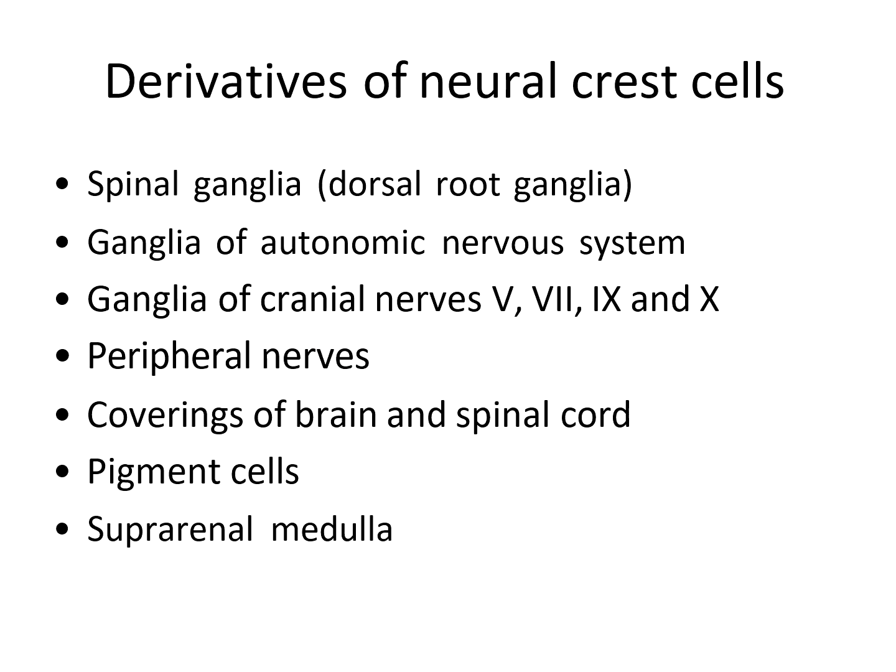Now we will see the derivatives of neural crest cells. So neural crest cells form the spinal ganglia, that is the dorsal root ganglia, then ganglia of the autonomic nervous system, then ganglia of the cranial nerves, that is cranial nerves 5, 7, 9, 10, then they form the peripheral nerves, then coverings of the brain. What are the coverings of the brain? There are 3 coverings of the brain, the meninges, the coverings of the brain and spinal cord, the pigment cells which are present in the brain, and the suprarenal medulla.